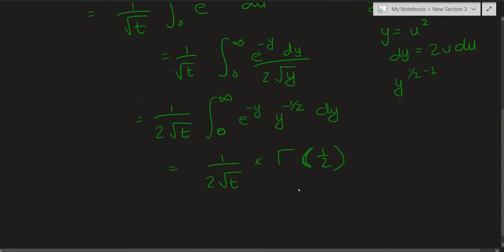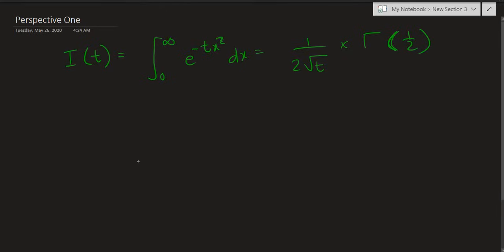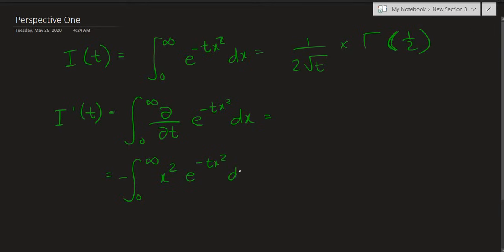So let's just clean everything up now. Fair enough. We found a gamma version of I of t. So now let's differentiate with respect to t. So we have I prime of t, and we have the integral from 0 to infinity of the partial derivative with respect to t of e raised to negative t x squared dx. So that translates to the integral from 0 to infinity of negative x squared times e raised to negative t x squared dx. And the good part is we can express this again in terms of a gamma function.